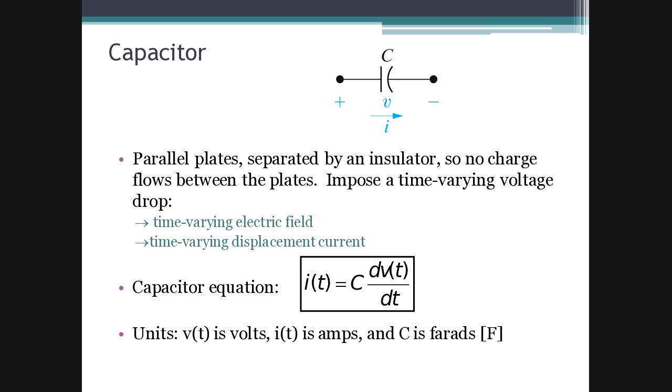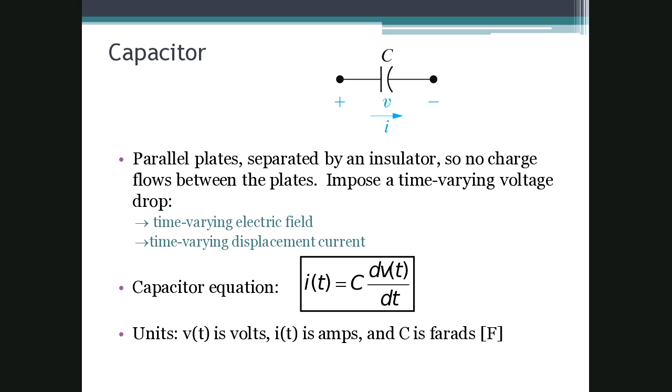So as you can read by the definition, capacitors are parallel plates separated by an insulator, so no charge flows between the plates. And this imposes a time varying voltage drop. So that with DC or direct current, which is what we are focused on in this course, the capacitor appears to be an open in the circuit. That is why we say that no charge flows between the plates, as is written here in the slide. There are many uses for this characteristic of capacitors, which we will dive into further in AC circuits.